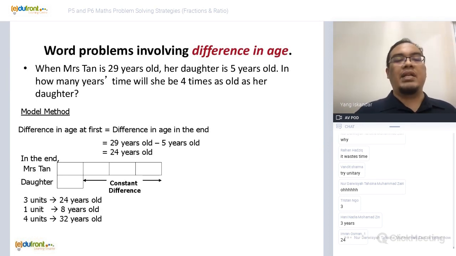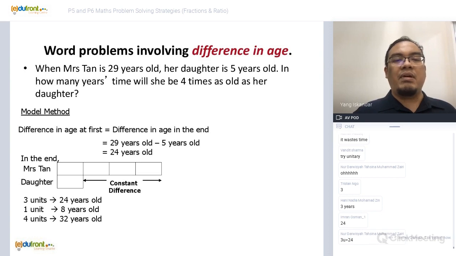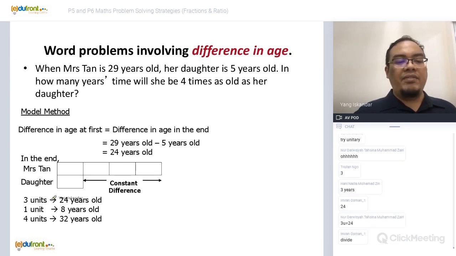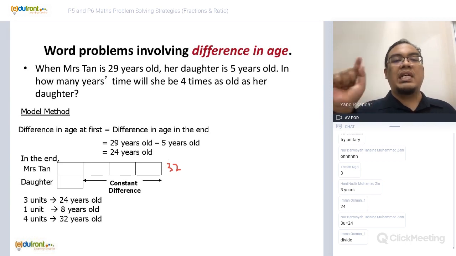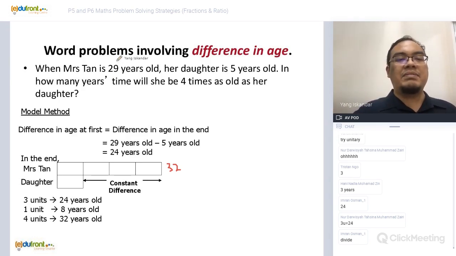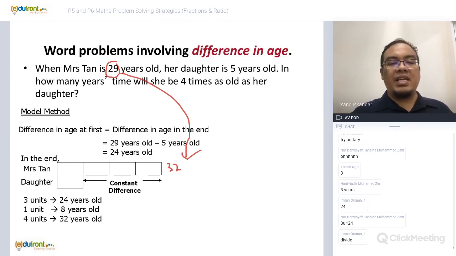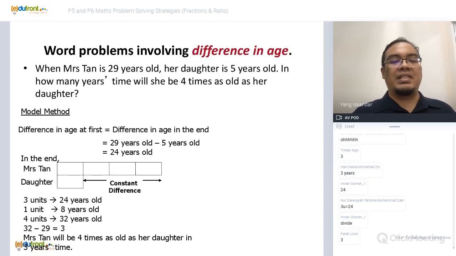3 units is 24 years old. Then we find 1 unit. 24 divided by 3, you get 8. And then 4 units, you get 32. So that means here, Mrs. Tan is 32 years old. So when Mrs. Tan is 32 years old, she will be 4 times as old as her daughter. And in how many years' time will that be? Remember at first, Mrs. Tan is 29 years old, right? So 29 to 32, the difference is 3 years.